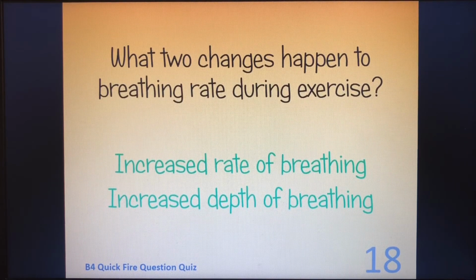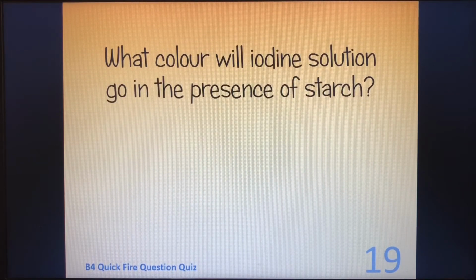Okay, question 19. What colour will iodine solution go in the presence of starch? We've talked about iodine already. What colour will it go if there is starch present? And the answer is blue-black. Either of those words on their own or together is a perfect answer.